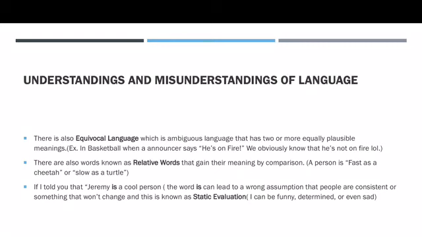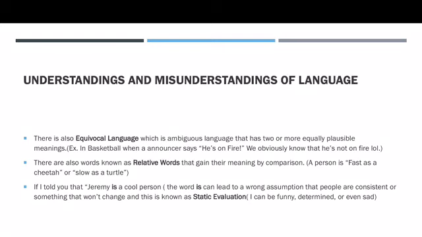There are also words known as relative words that gain their meaning by comparison. So if I say a person is fast as a cheetah or slow as a turtle, when we think of cheetahs, we think of them running fast, and when we think of turtles, we think of them as slow-moving animals. We don't think of turtles as being fast and cheetahs as being slow. When we think of a cheetah, one of its main strengths is speed, and the same thing for a turtle, we know that a turtle is slow.